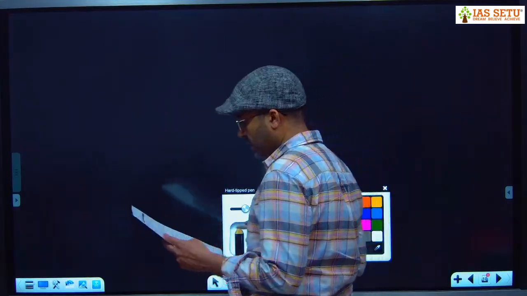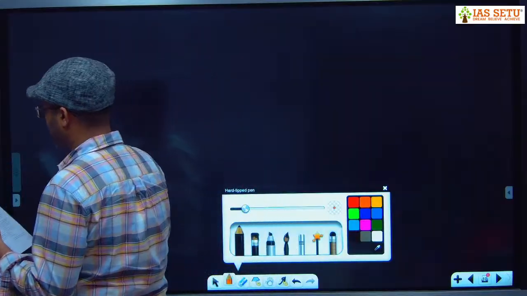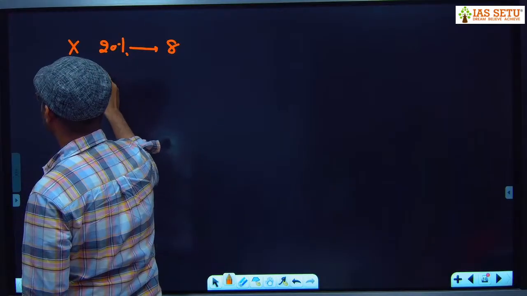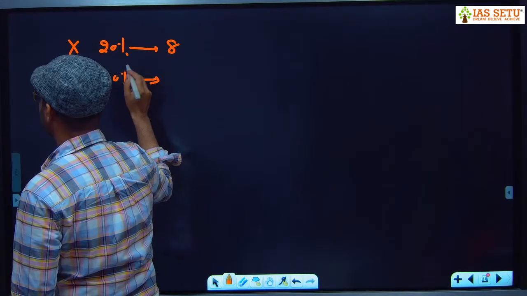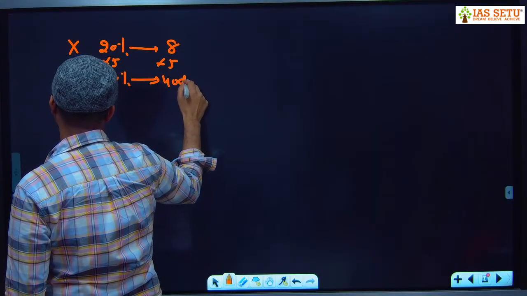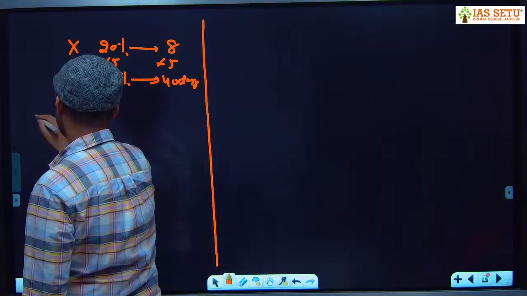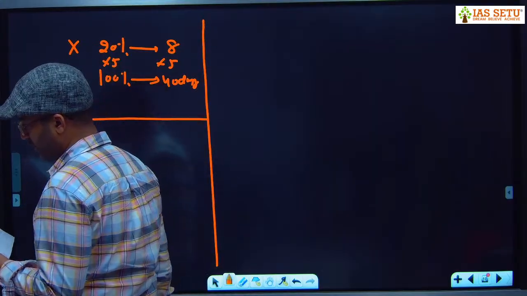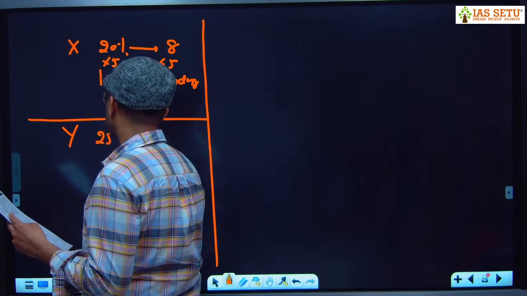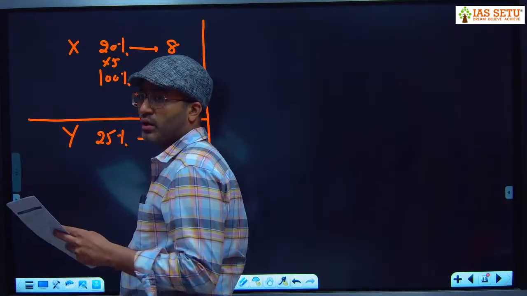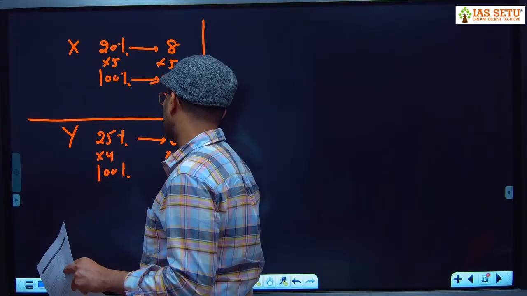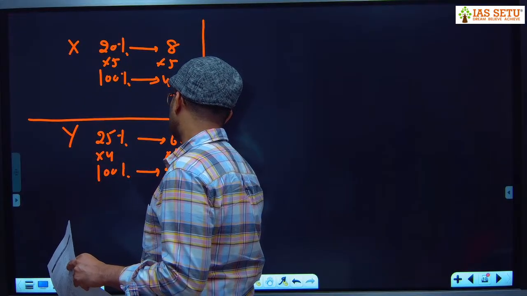Step number 1, X can complete 20% of the work in 8 days. So it means X will complete 100% work in how many days? Multiply with 5, 40 days. X alone can do the work in 40 days. Y can complete 25% of the work in 6 days. So Y 100% work, how many days? Multiply with 4, it is 24 days.